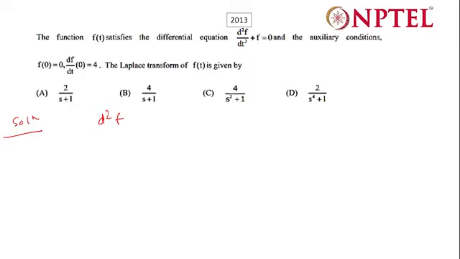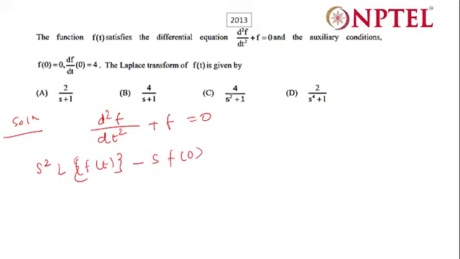Okay, solve this question. Here, this is a second order differential equation. Write it. Take a Laplace transform of both sides. It will be s square L f(t) minus s f(0) minus f dash 0 plus L f(t) equals 0. Then they have given two boundary conditions: f(0) is 0, f dash 0 is 4.